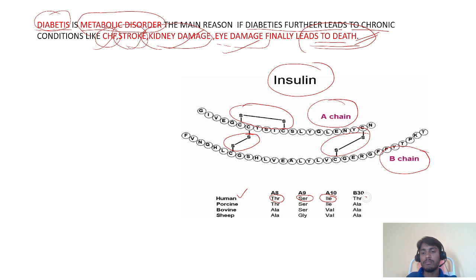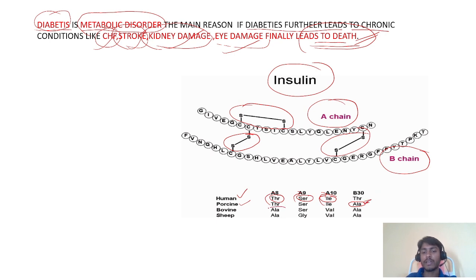In the B chain, the 30th amino acid is threonine. In the case of porcine insulin, A8 is threonine, A9 is serine, and A10 is isoleucine. But in the B chain it is modified, and alanine will be there.